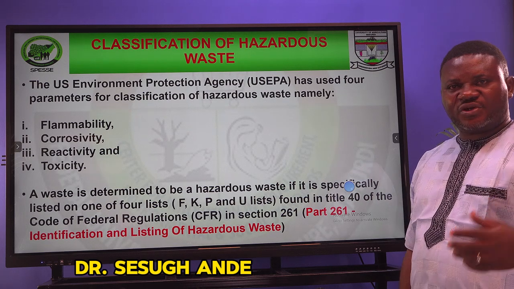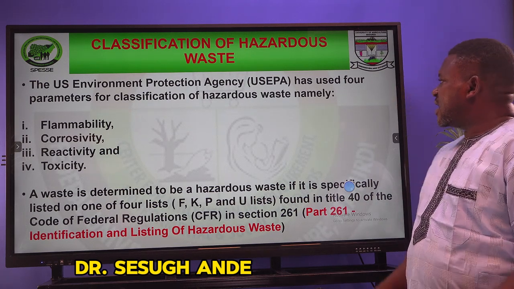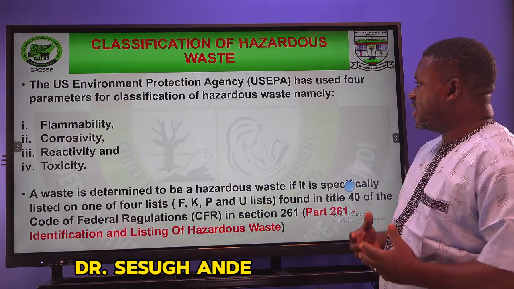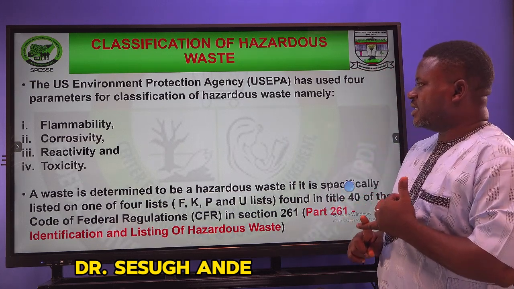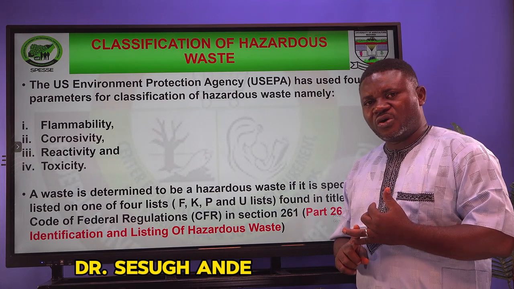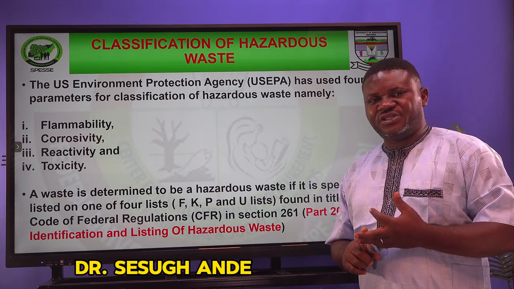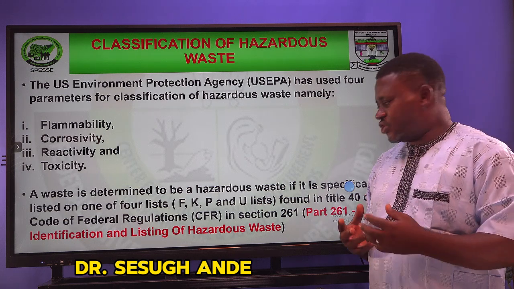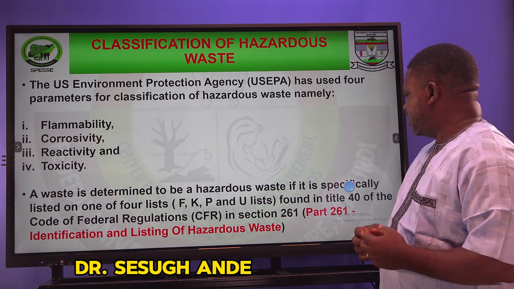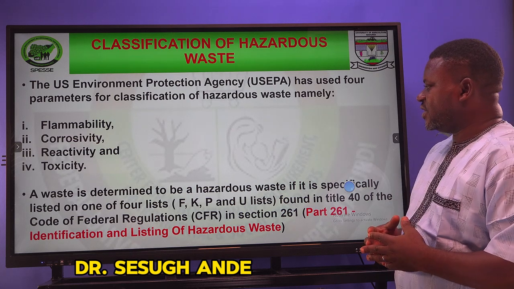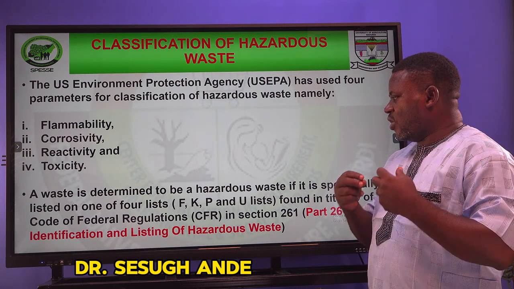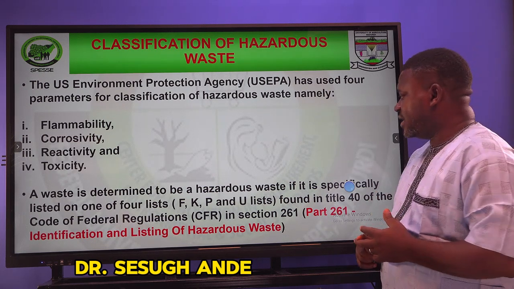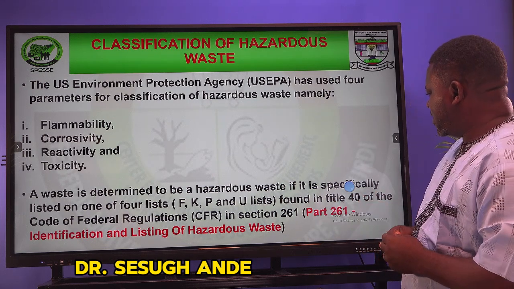The U.S. Environmental Protection Agency used about 4 parameters for classification of hazardous waste. One is flammability, 2, corrosivity, 3, reactivity, and 4, toxicity. Now, a waste is determined to be hazardous waste if it is specifically listed on one of 4 lists represented as F, K, P, and U list found in that section.